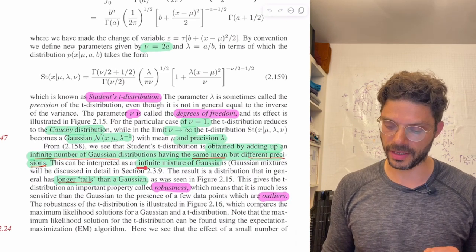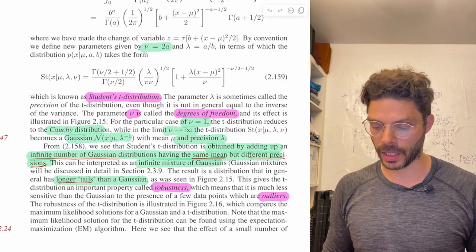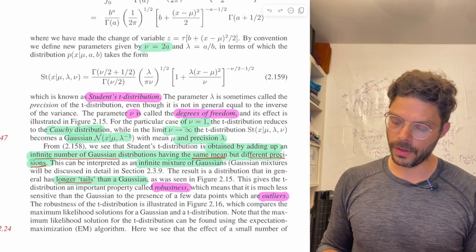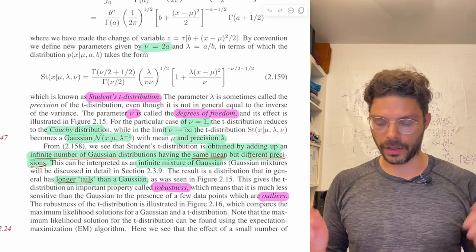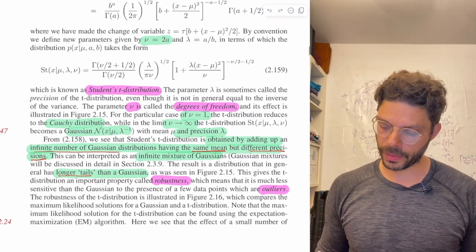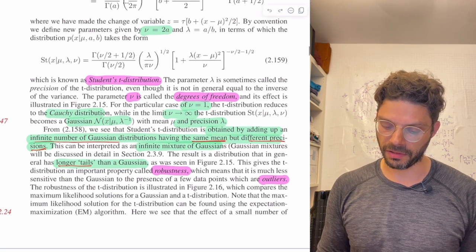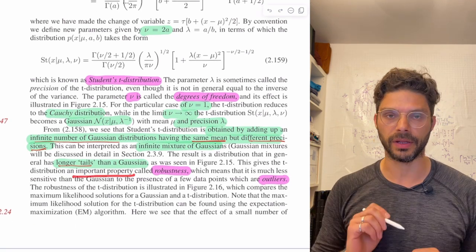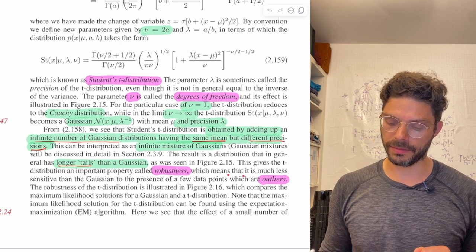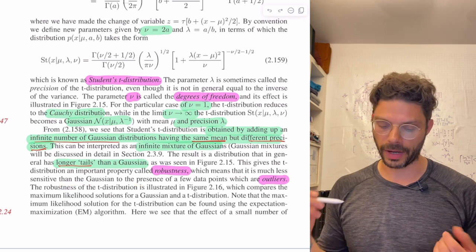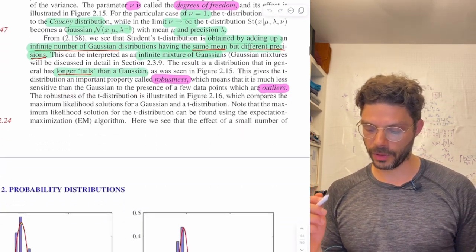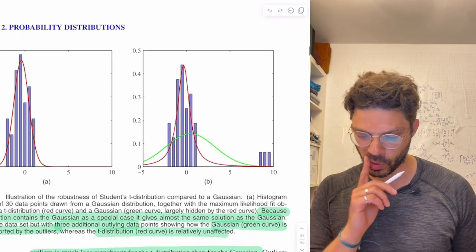So this can be interpreted as an infinite mixture of Gaussians. We're going to be talking about this in a few sections. And the result is a distribution that in general has longer tails. We've been talking about this longer tails business for quite some time, as was seen in figure 2.15. This gives the t-distribution an important property called robustness, which means that it is much less sensitive than the Gaussian to the presence of a few data points which are outliers. And so he's got a really great picture of this. So let's look at that.